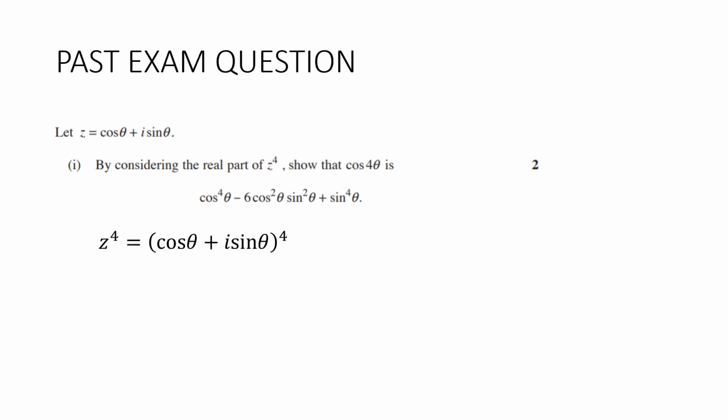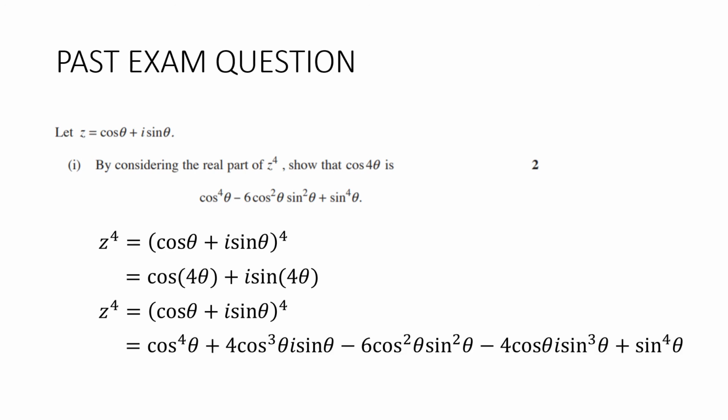Okay, so z to the power of 4 is equal to cos theta plus i sine theta to the power of 4. The easiest one is de Moivre's theorem, so let's do that first. It's cos 4 theta plus i sine 4 theta. Now let's expand it the other way using binomial theorem. A bit messy, let's have a look at it. I've done it all in one go, so you might need to do it a bit slower.